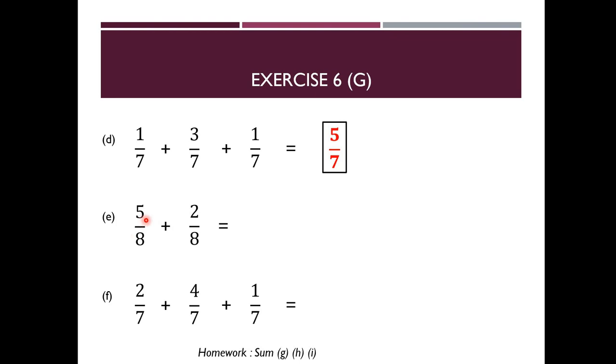Next is 5 upon 8 plus 2 upon 8. So now again we are going to add only the numerators, that is 5 plus 2, that is 7 upon 8. So the answer is 7 upon 8. Next, 2 upon 7 plus 4 upon 7 plus 1 upon 7. We have the denominator the same, so we can add this. So 2 plus 4 is 6, plus 1 is 7. So the answer is 7 upon 7.